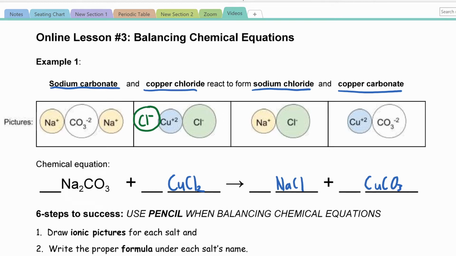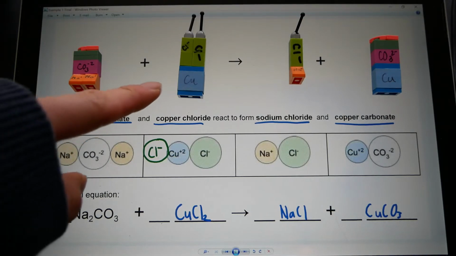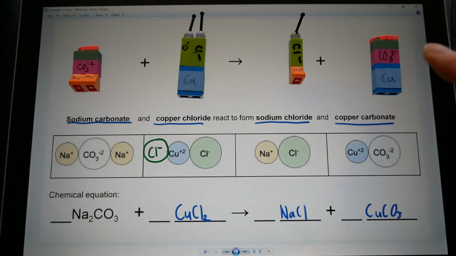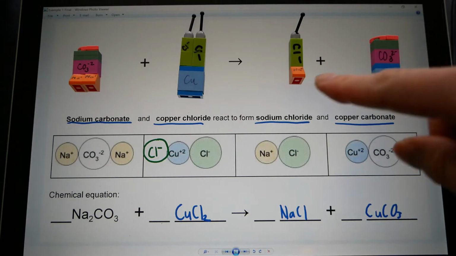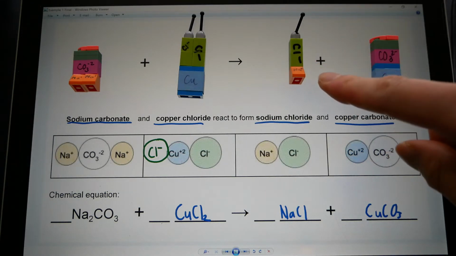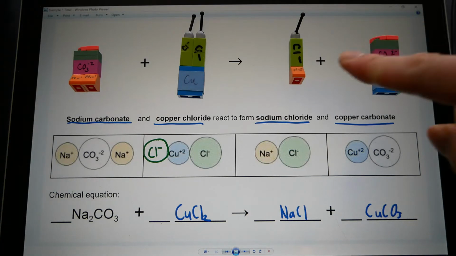No. There is a big problem with this chemical equation, and to illustrate what I mean, I'm going to recreate these compounds with the Lego models. I have recreated these compounds using the Lego models. This is sodium carbonate, copper chloride, sodium chloride, and copper carbonate. Sodium carbonate has 2 sodium ions for every 1 carbonate ion. Sodium chloride has 1 sodium ion for every 1 chloride ion. So, this is a problem because we went from 2 sodium ions to 1.